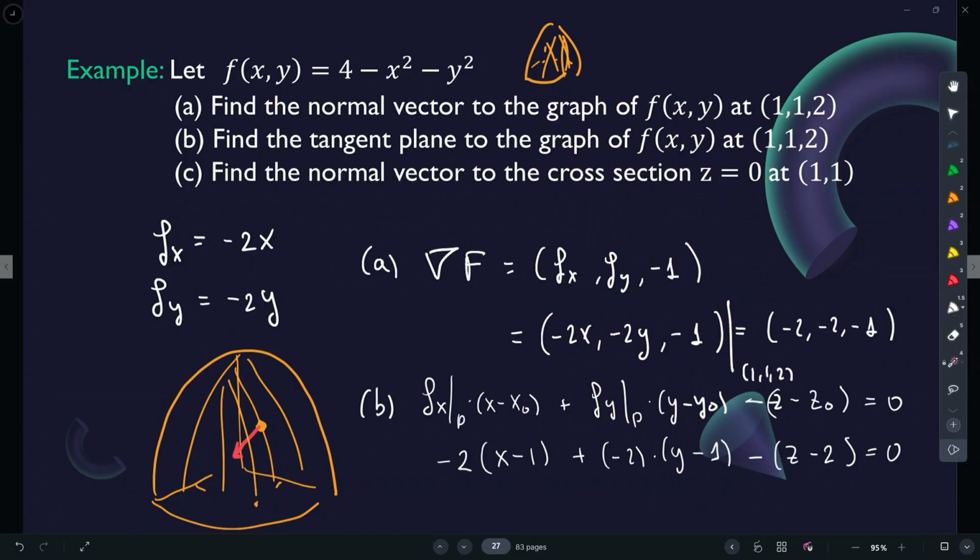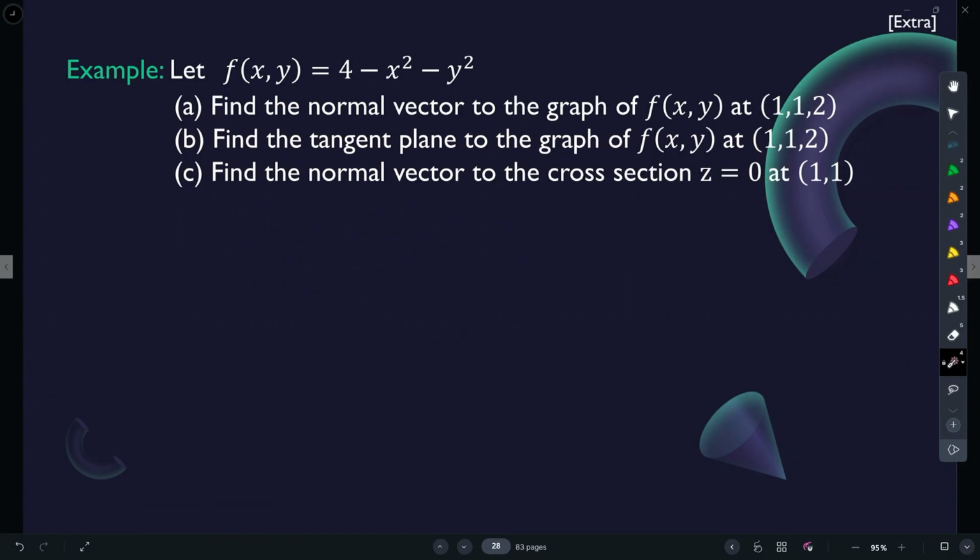Okay? See that the coefficients that appear in the plane in front of the x, the y, and the z are precisely these coordinates. -2, -2, -1 is -2, -2, -1. So this is the equation in point form of the tangent plane.